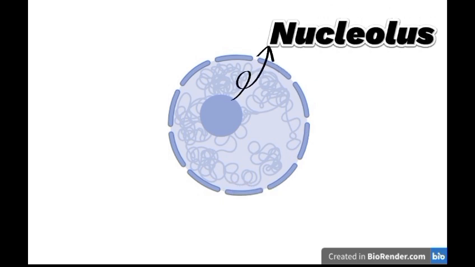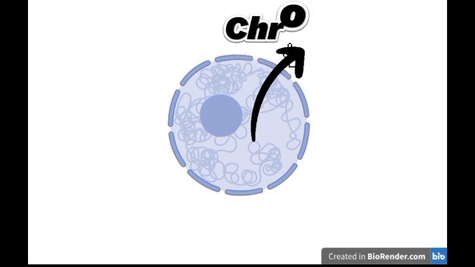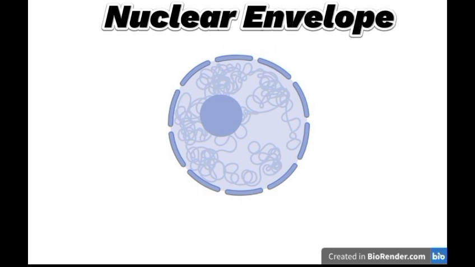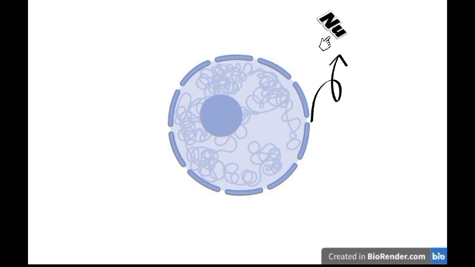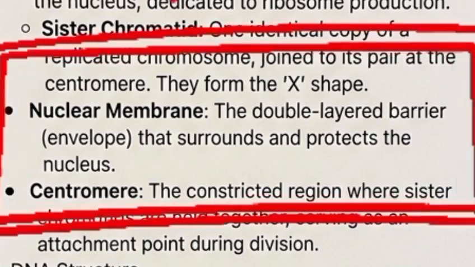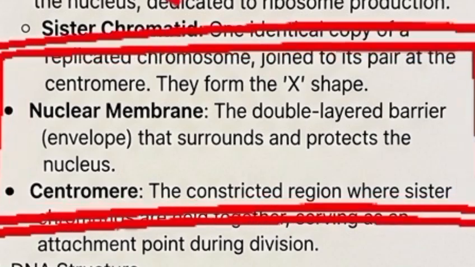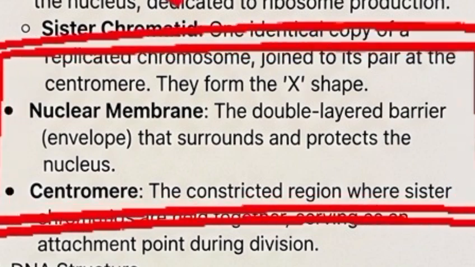First, we have the nuclear envelope. The nuclear envelope is a membrane that is surrounding the nucleus. It separates the nucleus from the outer cytoplasm. And most importantly, the nuclear envelope consists of two membranes, the inner nuclear membrane and the outer nuclear membrane.